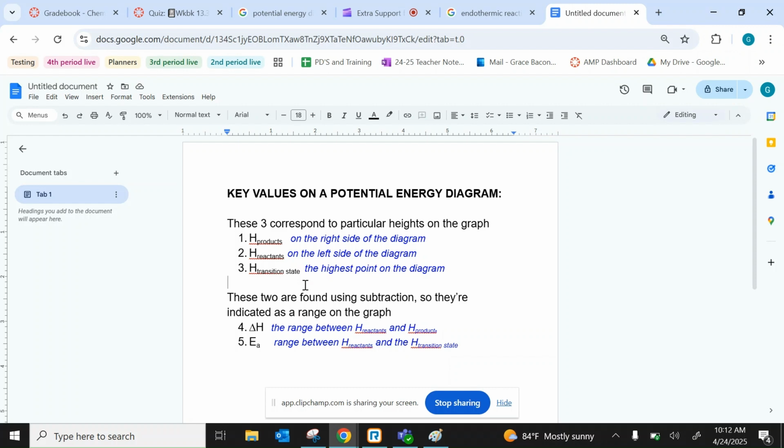And then we have 2 values that are found using subtraction. So they are indicated on the graph as a range. We know that the enthalpy of the reaction is equal to the enthalpy of the products minus the enthalpy of the reactants. So on the graph, we indicate that as the range between the enthalpy of the products and the enthalpy of the reactants. Activation energy is the amount of energy that it takes for us to get from our reactants up to our transition state. That's that initial boost of energy we need for the reaction. And so we find that also as a subtraction between the enthalpy of the transition state and the enthalpy of the reactants. So again, we indicate that as a range on our graph.